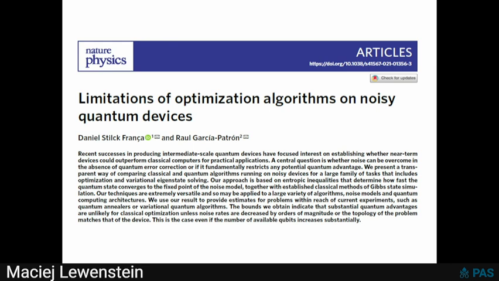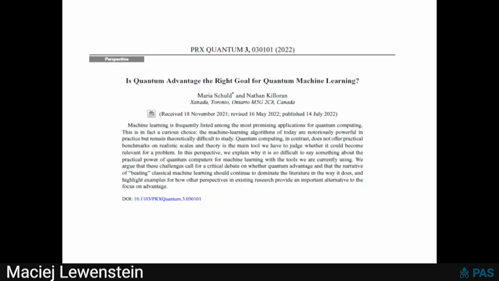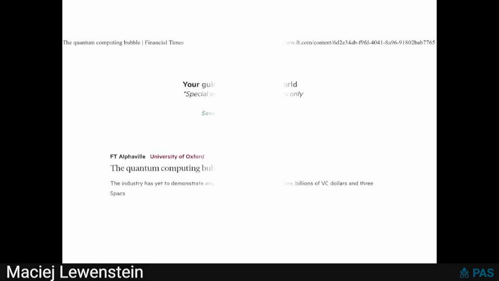A similar situation has also been mentioned by John: it's difficult to get real advantage in optimization algorithms. It's also not so easy, or is it really useful, to look for it in quantum machine learning? This is a paper by Maria Schuld, in which she asks, is quantum advantage the right question for quantum machine learning? And the answer that she gives is no.